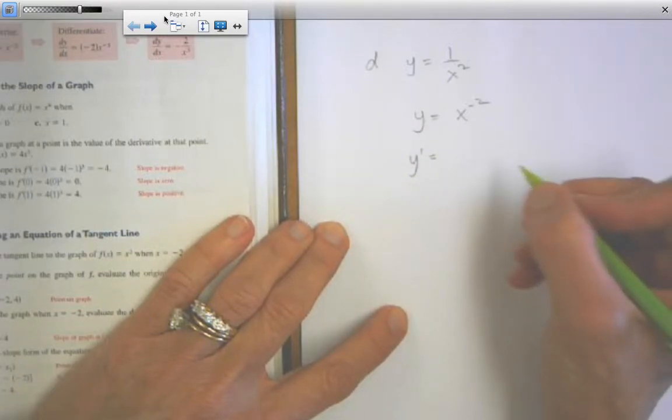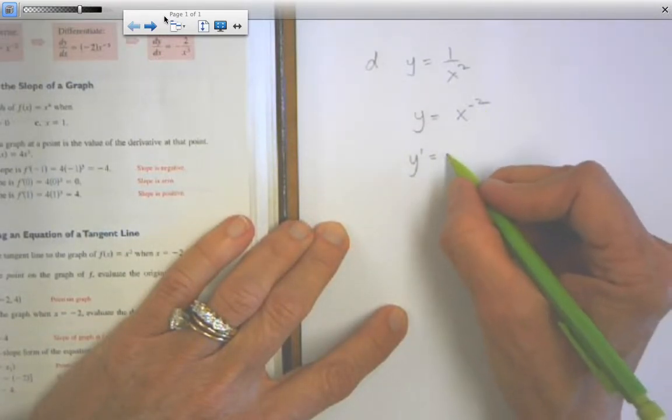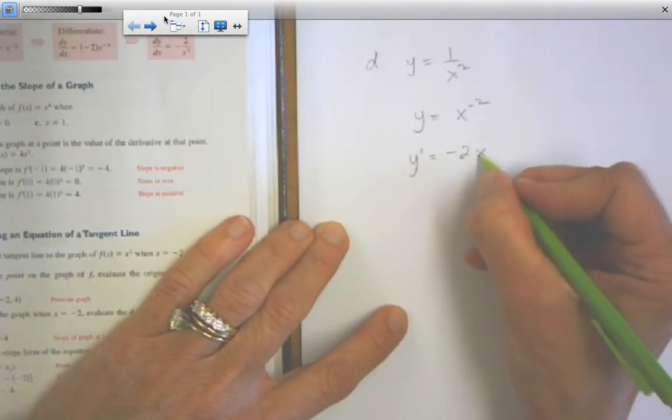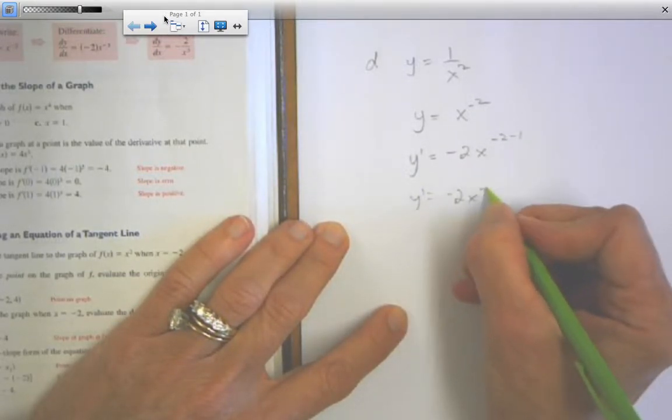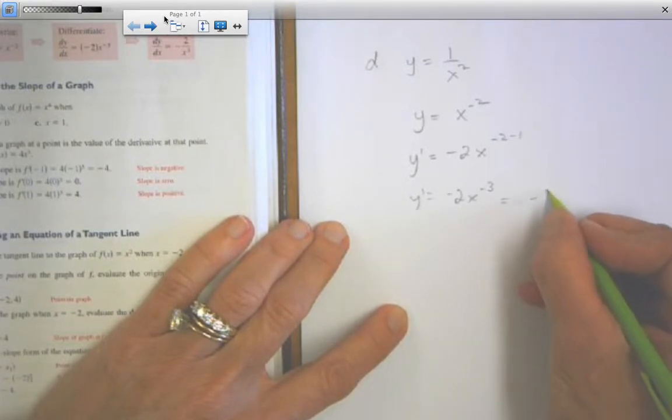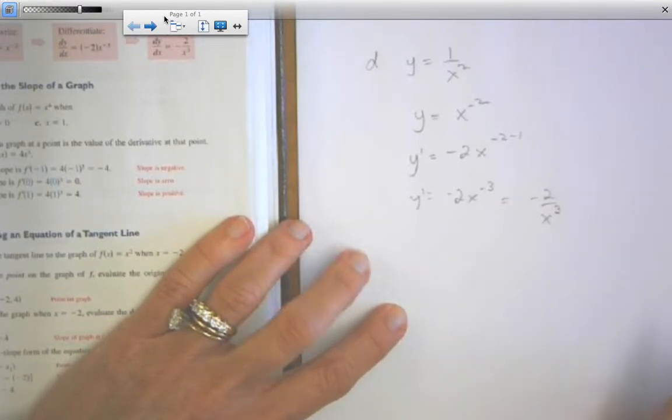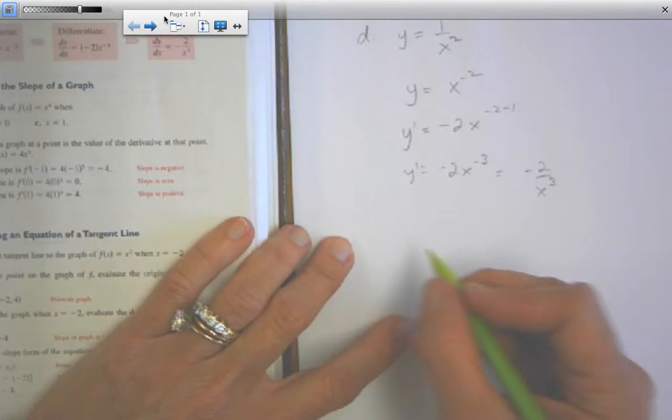Now let's find the derivative. The exponent multiplied in front, negative 2 x to the negative 2 minus 1. That's negative 2 x to the negative 3rd power. And we can simplify that a little bit more. We can write it in fraction form. So let's try this one.